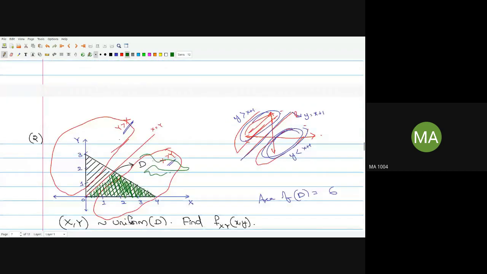So I have to find this area. It will be half into 4 into the height. What is the area of this region? 24 by 7 it is coming, sir. So you can see the height is 2 and the base is 4, the area will be half. Why is height 2, sir? Not 2, sir. The triangle is not symmetric, sir.